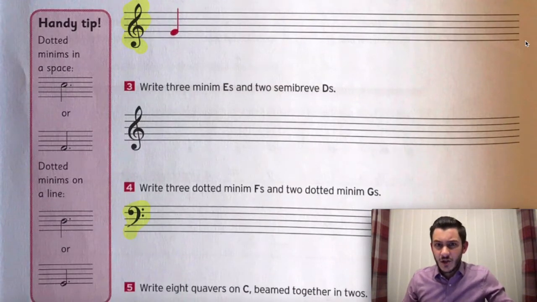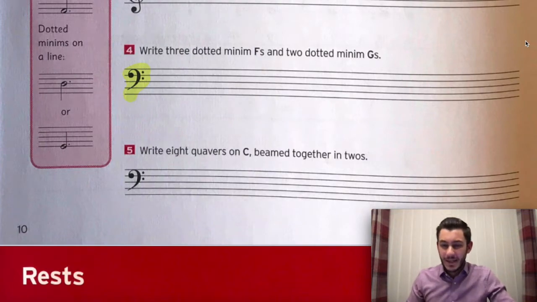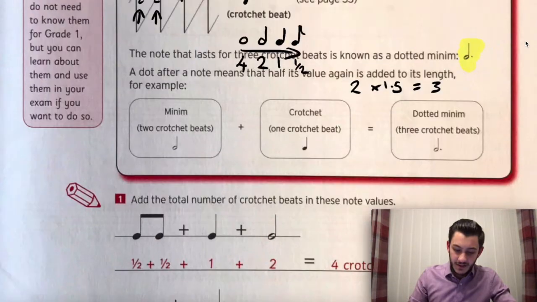3 minim Es and 2 semibreve Ds. 3 dotted minim Fs and 2 dotted minim Gs. And then 8 quavers on C beamed together in 2s. So we'll just recap slightly this beaming concept.